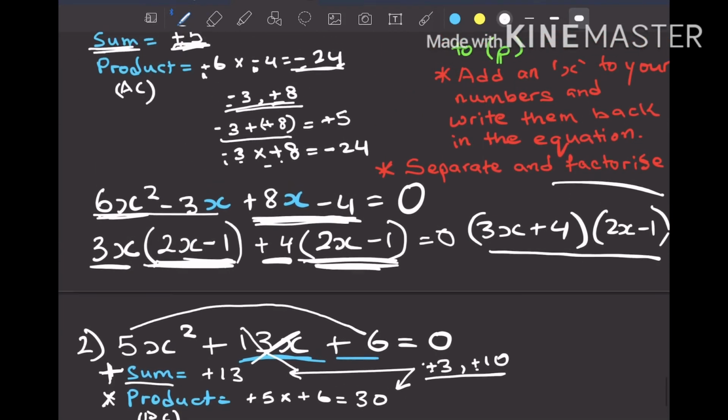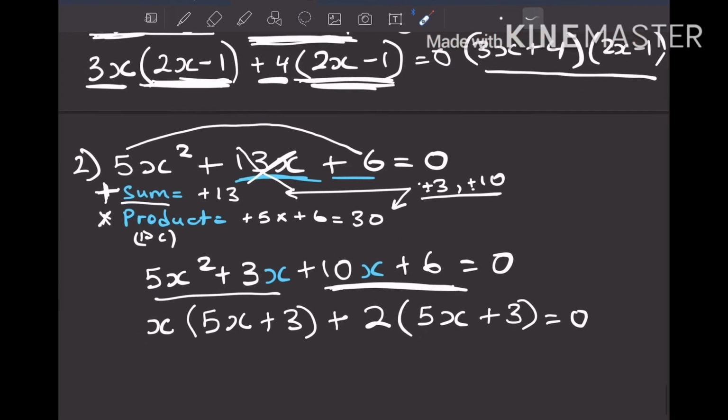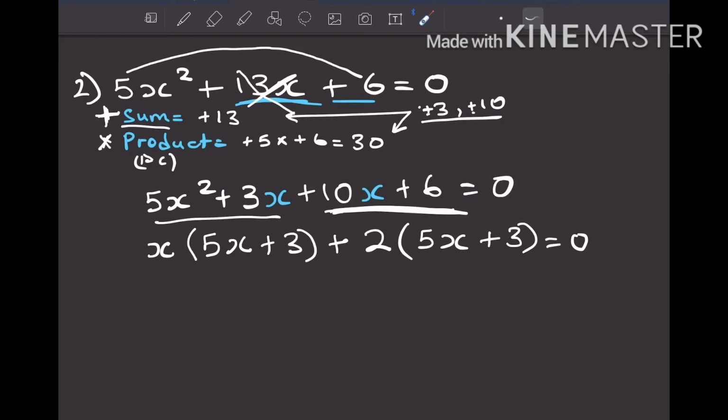As I said in the previous, if you have the same brackets, you will always get the same brackets when factorizing. So if you have the same brackets, you can know you're on the right track, and if you don't, then you have gone wrong somewhere. So as you can see, as I said, I have the same brackets in both places, so 5x plus 3, so I know I'm on the right track.